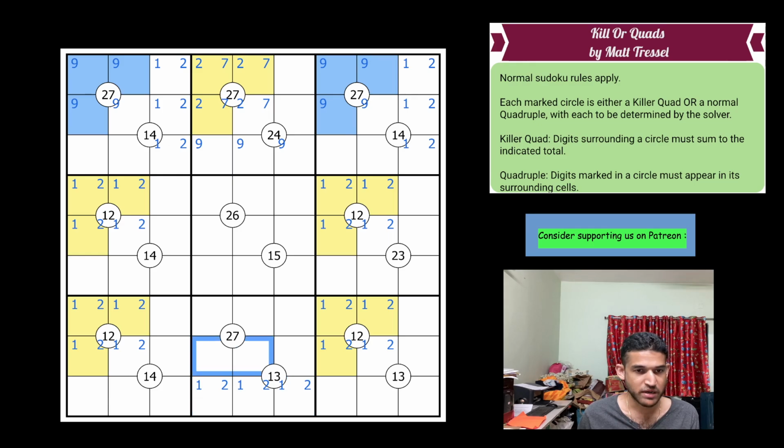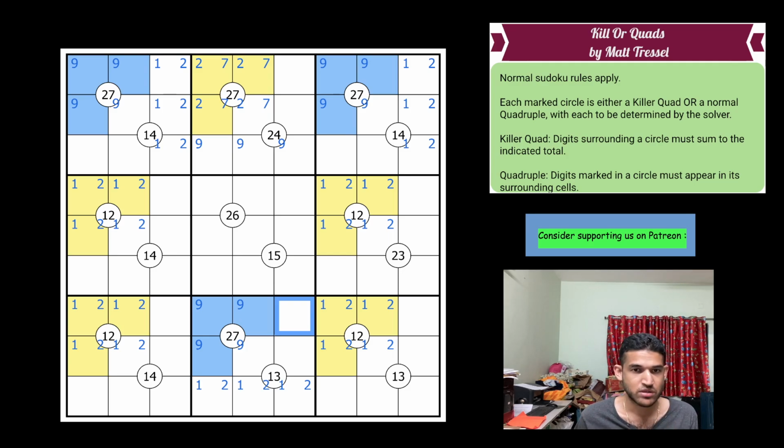And the moment I do that, similar logic, this is not a quadruple clue anymore, so this has to be a killer quad clue, and this becomes blue color. And the moment a 9 becomes a killer quad clue, and the moment 27 becomes a killer quad clue, there must be a 9 inside those 4 cells, right? Okay.